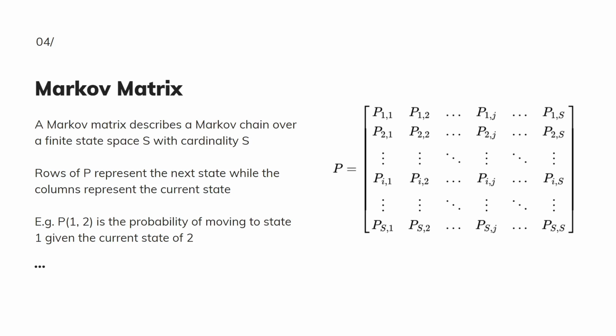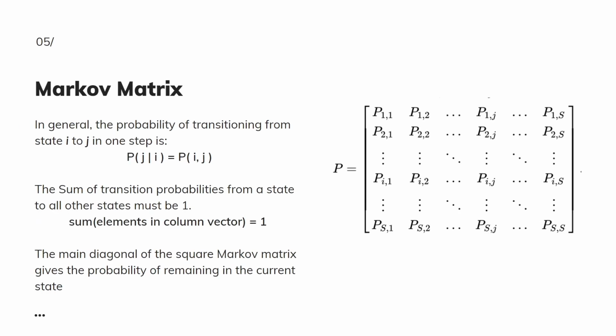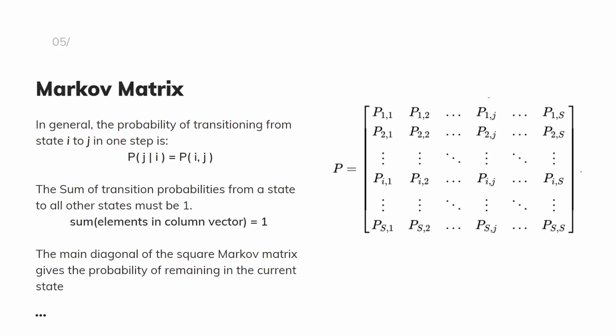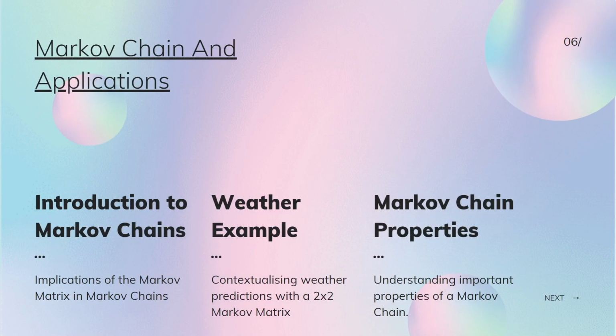The rows of the Markov matrix P represent the next state, and the columns of P represent the current state. For example, P12 gives the probability of transitioning to state 1 given the current state of 2. So to generalize, the conditional probability of j given i is represented as Pij in the Markov matrix. Once again, the sum of transition probabilities from a state to all other states must be 1. And since we are working with left Markov matrices, the column vector sums to 1. Finally, the main diagonal of the Markov matrix gives the probability of remaining in the current state. Hence, we will get 3 out of 5 and 2 out of 5 respectively.